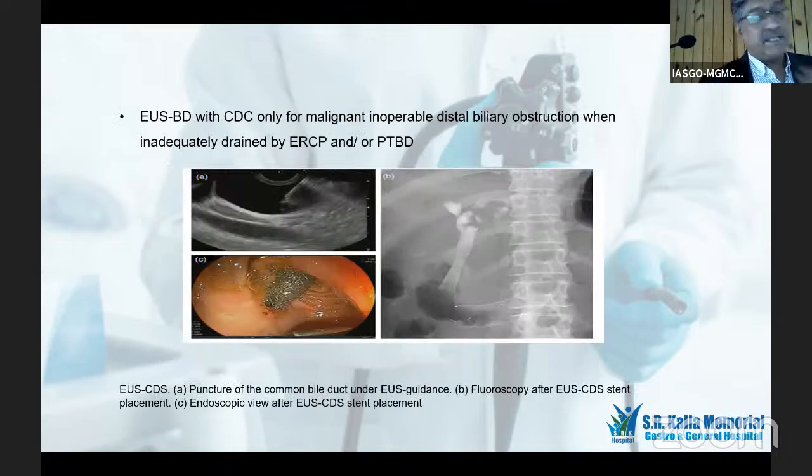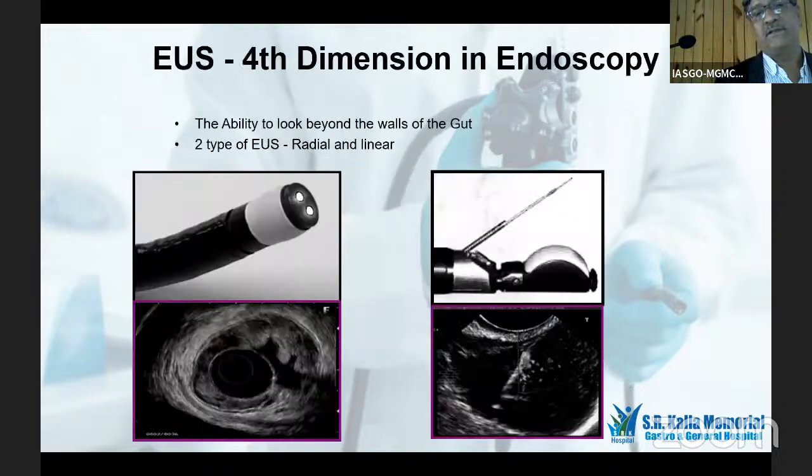So when you see this, the stent is seen in the posterior wall of the duodenum. If you see carefully, on the radiological picture on the left side, there is a duodenal stent also, because this patient had gastric outlet obstruction as well.